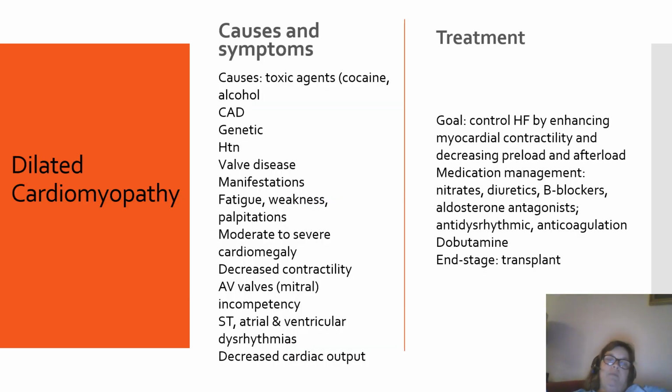Dilated cardiomyopathy, there are different types of cardiomyopathy. Dilated causes are toxic agents such as cocaine and alcohol, coronary artery disease, it can be genetic. There's a whole list of symptoms, and they're all very familiar. They would have moderate to severe cardiomegaly, decreased contractility. They'll be tachycardic and may have atrial and ventricular dysrhythmias and a decreased cardiac output.